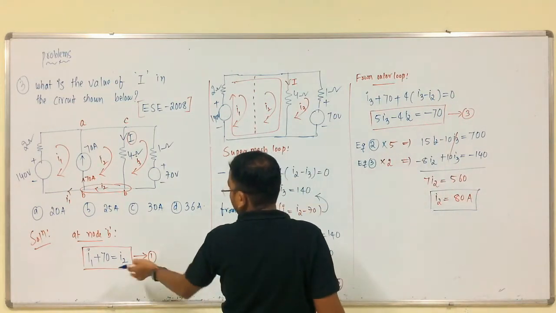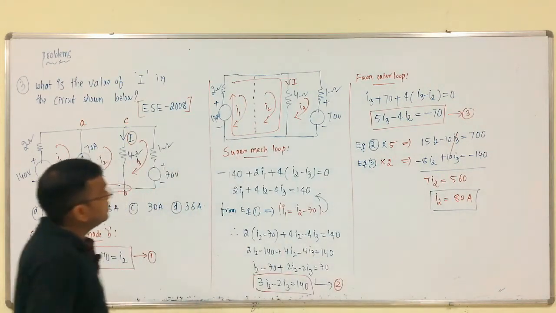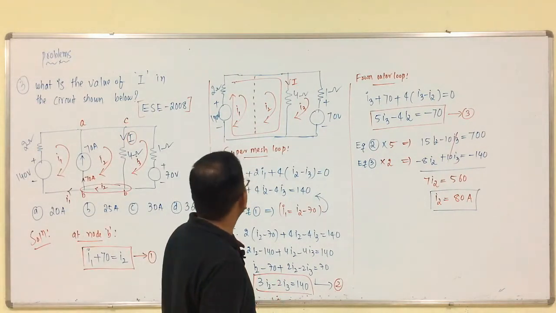So, we do not need the value of I1, we simply need the value of I3. From any equation we will get it.